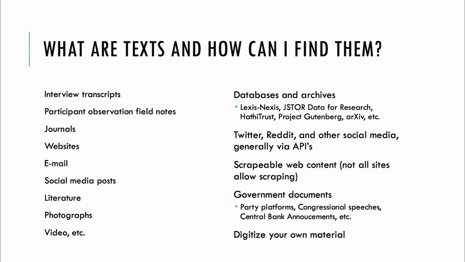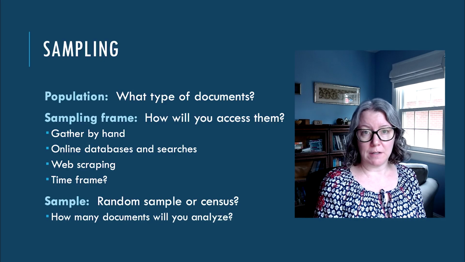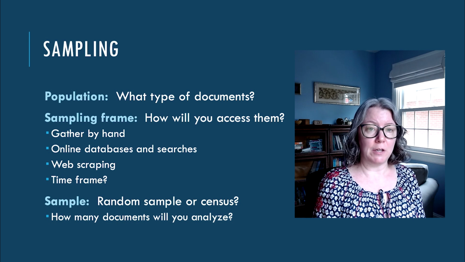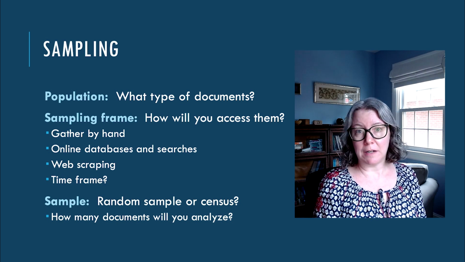And you can find this type of material in many different places, including archives, scraping the web, datasets that include written documents, or you can generate it yourself. To be systematic in your approach to analyzing these documents, you need to be systematic in how you obtain them. We look at this in the same way that we decide how to conduct a survey, looking at the population, frame, and sample. After identifying the overall type of documents you will study, you need to systematically search for them.